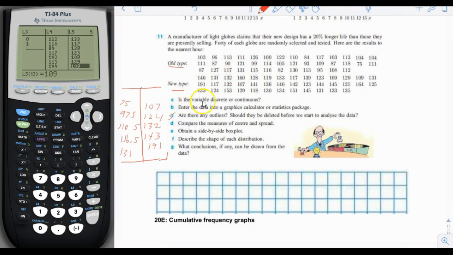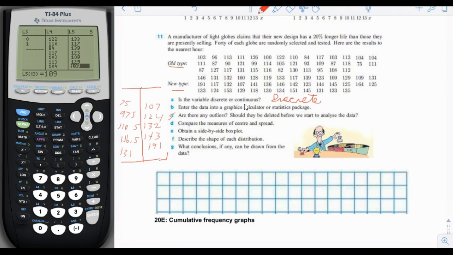So first of all, is the variable discrete or continuous? Well, since it's whole numbers, it's discrete, right? Discrete. Okay. Enter the data into graphics calculator. Yeah, I did that. Are there any outliers? Should they be deleted before we start to analyze the data?